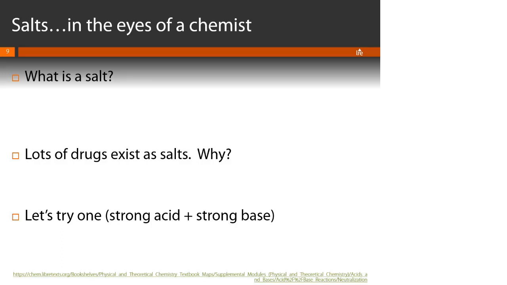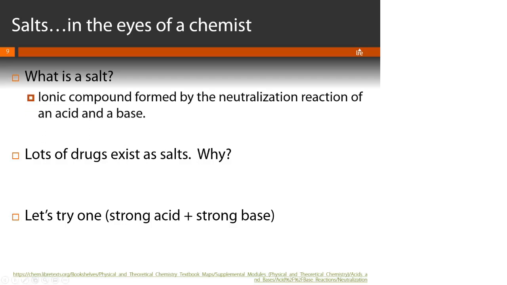When we react a strong acid and a strong base, we're going to produce water and what we call a salt. So from a chemistry standpoint, a salt is something very specific. A salt is going to be the ionic compound formed by the neutralization reaction of an acid and a base.